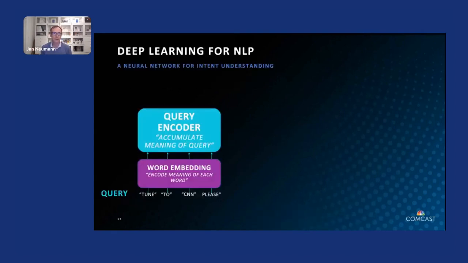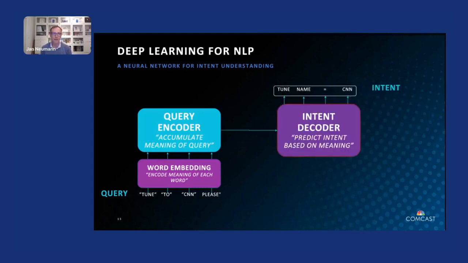So how do we solve these problems? For the models, we're using what is very popular, a combination of encoder-decoder pattern as well as transformers. So the basic idea here is that you take the sentence, tune to CNN, please. You encode each of these words using word embeddings into a vector. And then the query encoder takes these individual vectors and accumulates them together to capture the meaning of the query. We then train our intent decoder that essentially translates that query into the intent representation. So in this case, as we indicated earlier, a tune, and then the parameter with the value CNN.